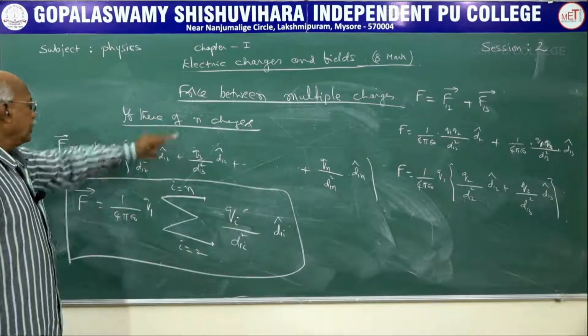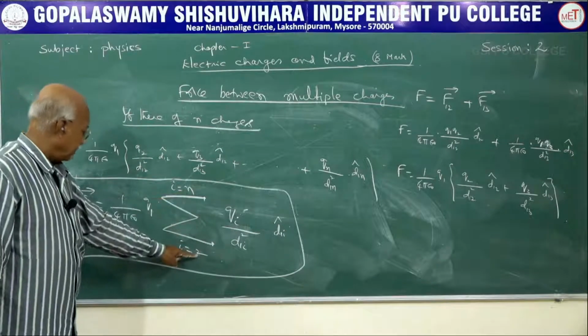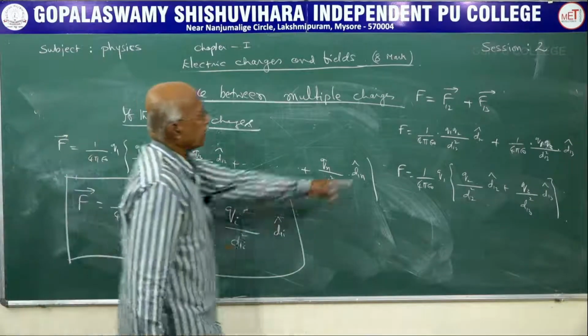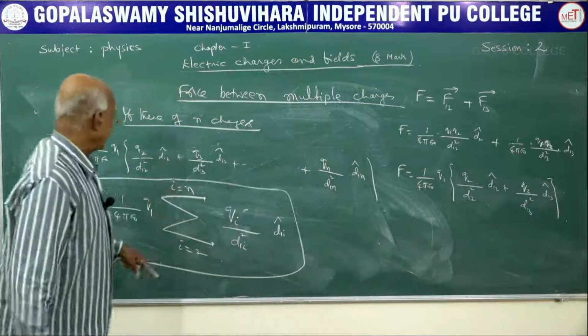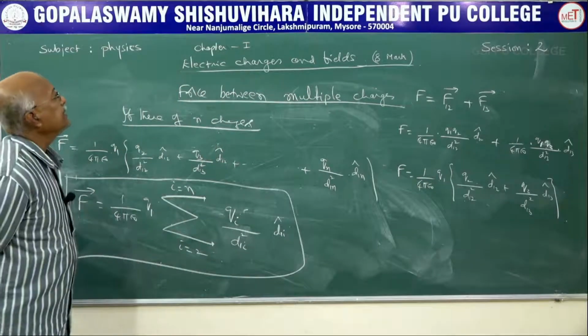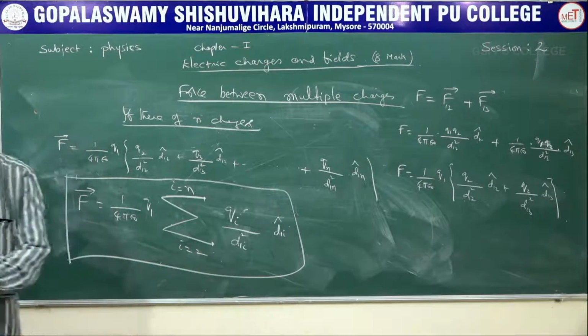Now, if there are only two charges available, then you put i equal to 2, and this formula is nothing but the same as you have got. If there are 3 charges available, instead of 2 you will write 3, so you will get all of them. So this is how the equation for force between multiple charges is obtained.